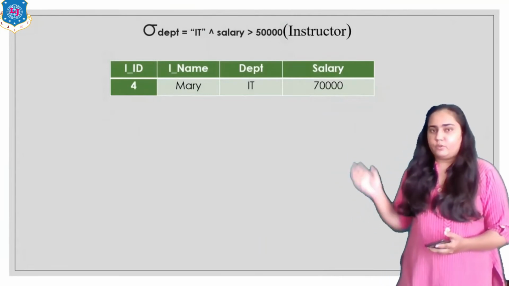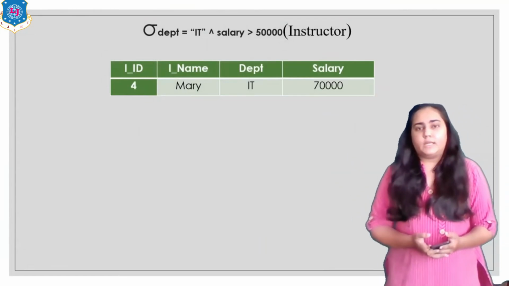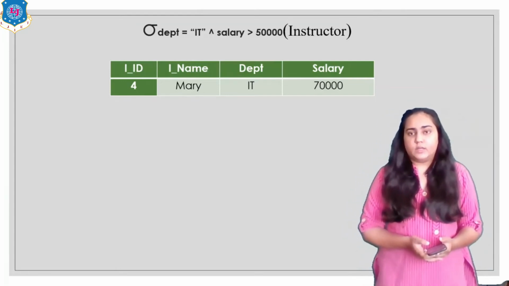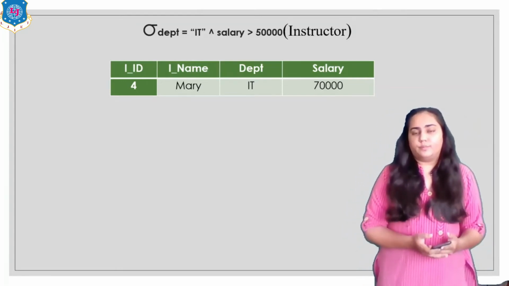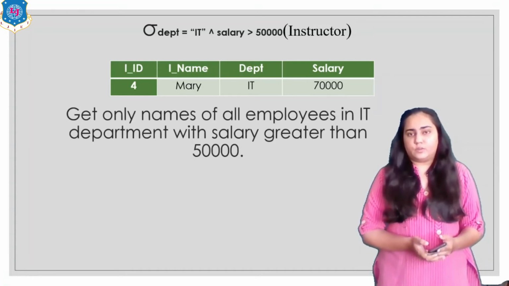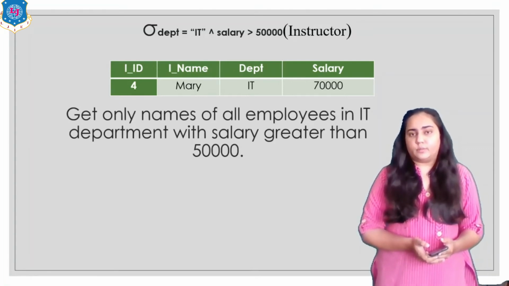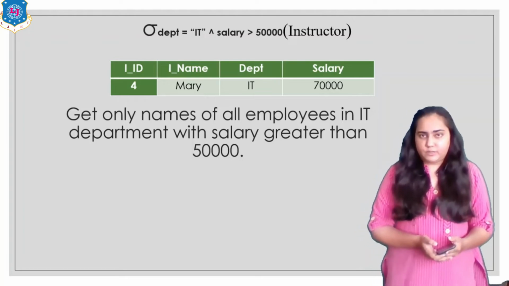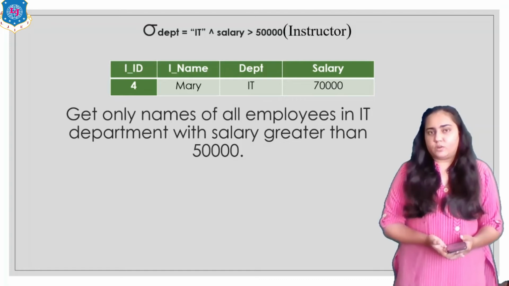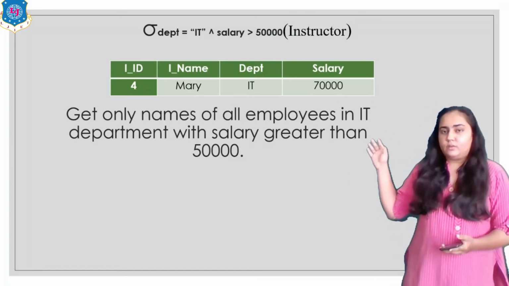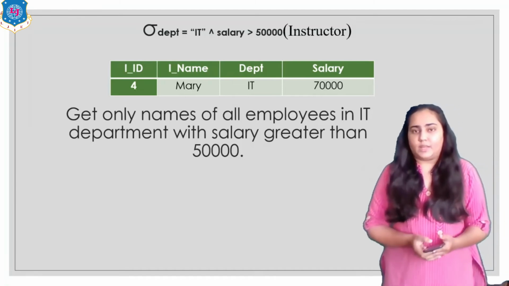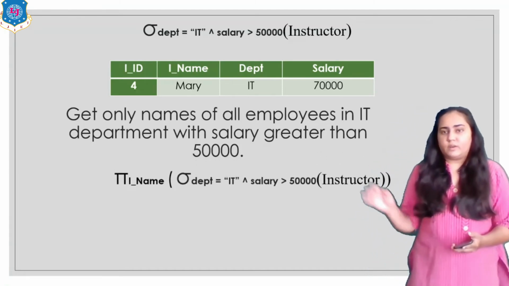Now, this is the query we wrote earlier about getting instructors from IT department with salary greater than 50,000. Now let's add a project operation in it. We're going to find out only names of those employees who are in IT department with salary greater than 50,000. Now remember, we've already done most of this query. The only thing we want now is to eliminate ID, dept, and salary columns because I only want the name. So you can write your query like this.